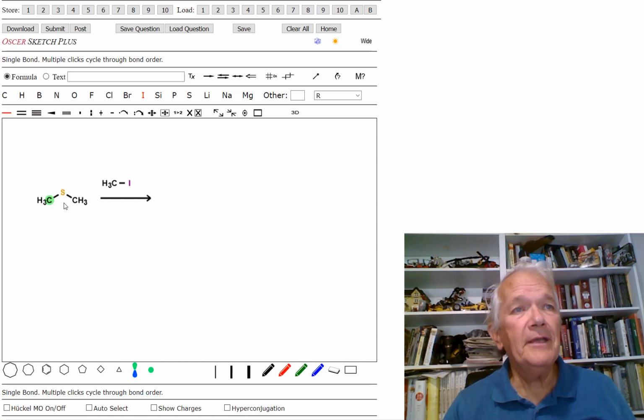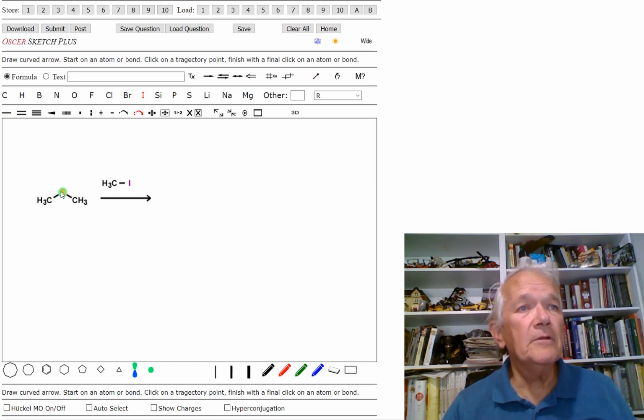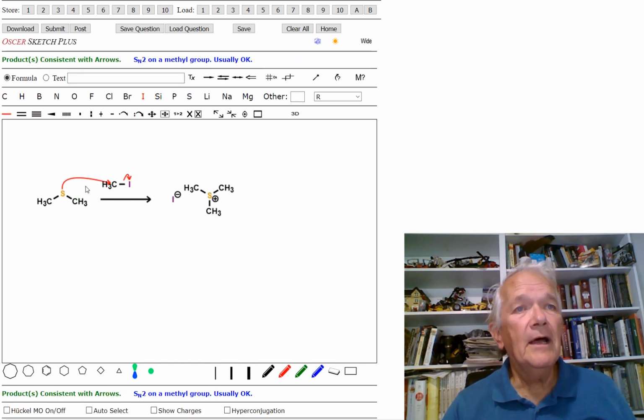Sulfur, of course, is a great nucleophile, and you can alkylate that sulfur. So the way you do that, of course, is just let the sulfur attack an alkyl halide, particularly one with a good leaving group like this one, and you'll get this sulfonium ion, which is a sulfur analog of an oxonium ion.